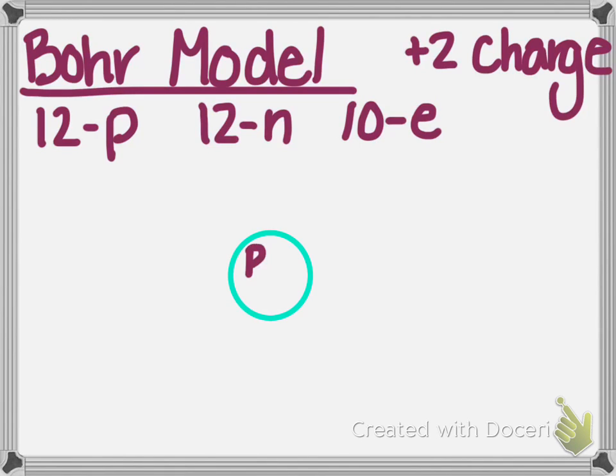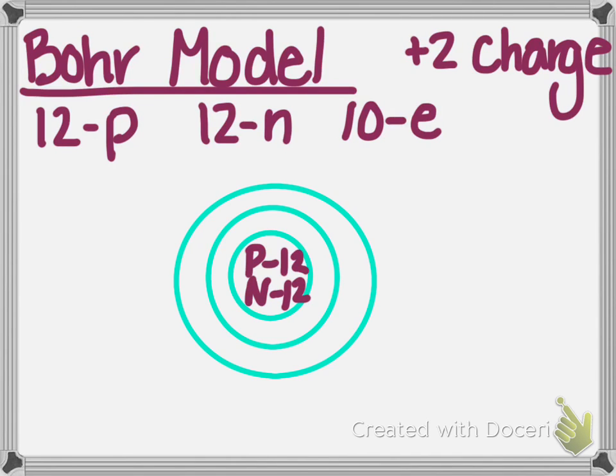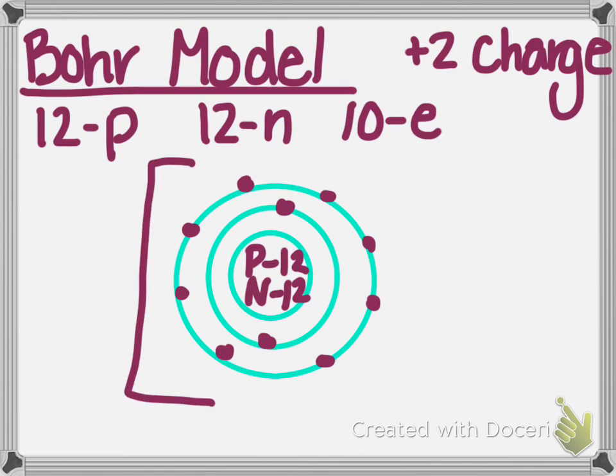So I draw my nucleus here. I write my number of protons and my number of neutrons. Then I draw my outer shells. 2 go in the first, 8 go in the following. Remember, I only have 10 electrons. So if I have 2 in the first ring and 8 in the second, I have my total number.